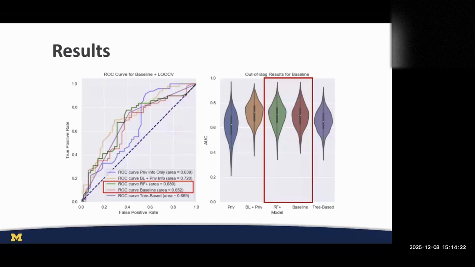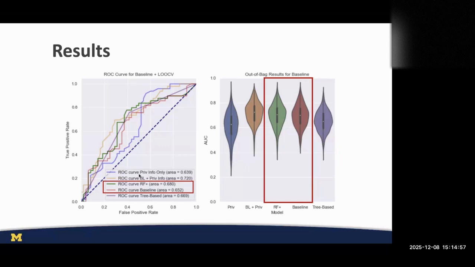So here are the results. The out-of-bag results and the leave-one-out cross-validation are similar, so I focus on this. The baseline model is a model where we only use the questionnaire. The random forest plus model is where we use questionnaire plus CBCT plus serum and saliva for training, but only questionnaire for testing. So we can see that our random forest plus model provided some marginal gains over the baseline model.